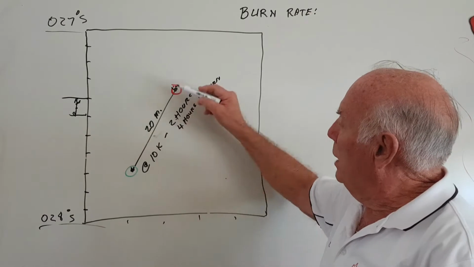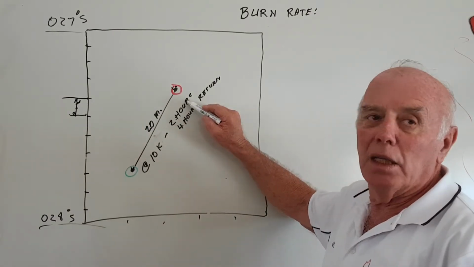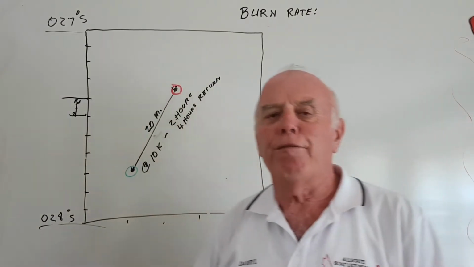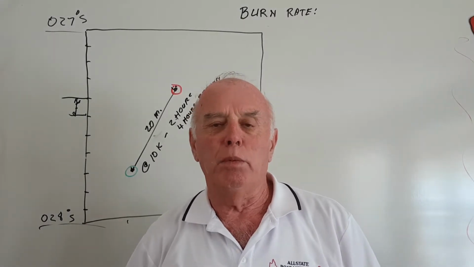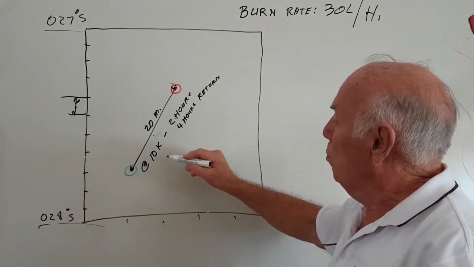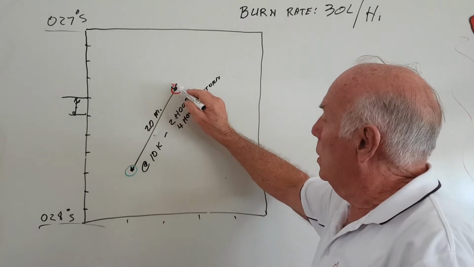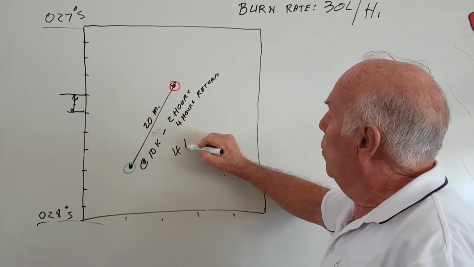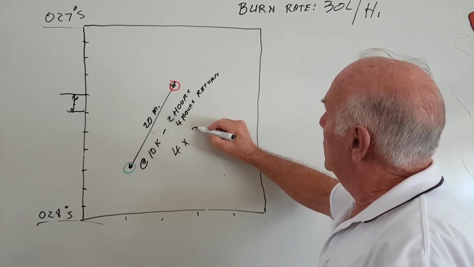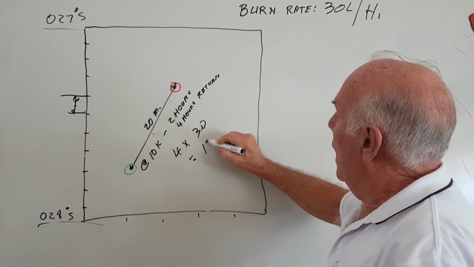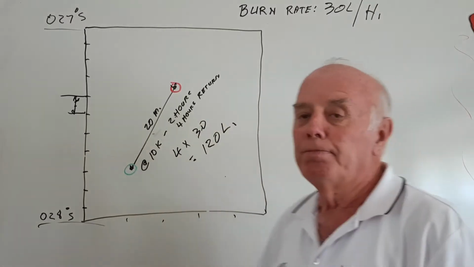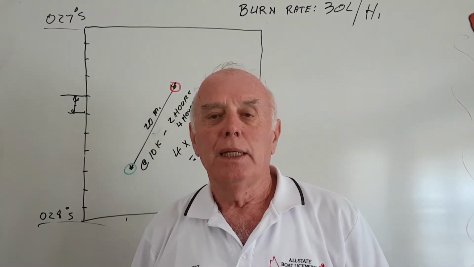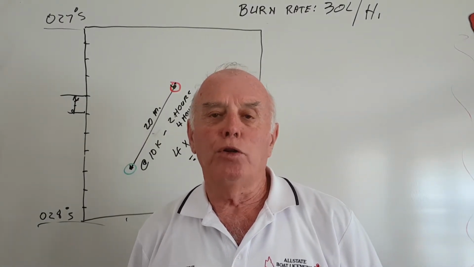To go over the 20 miles, we've got 2 hours to go over there, and we've got 2 hours to come back. We've got 4 hours running we're going to have to provide for in this trip. To go that 20 nautical miles across and back, we worked out there we've got 4 hours running. 4 hours times 30 litres equals 120 litres. 120 litres. That is not enough to go on the trip with.